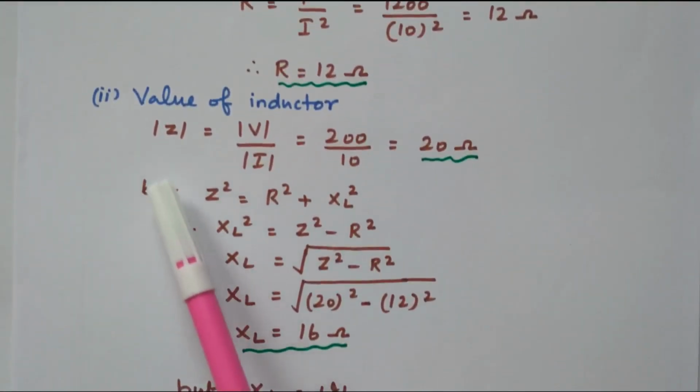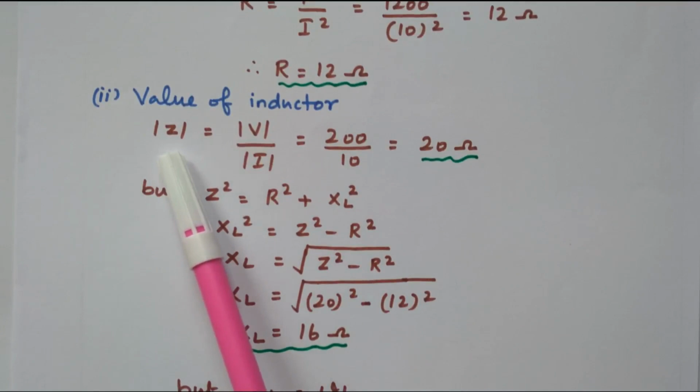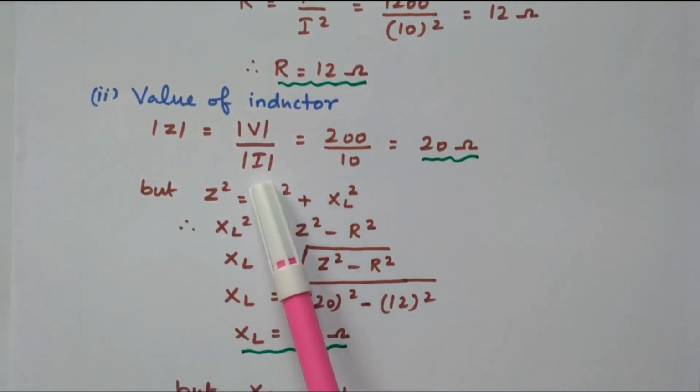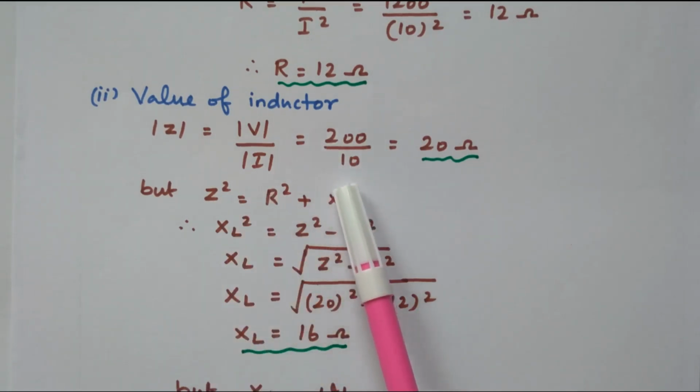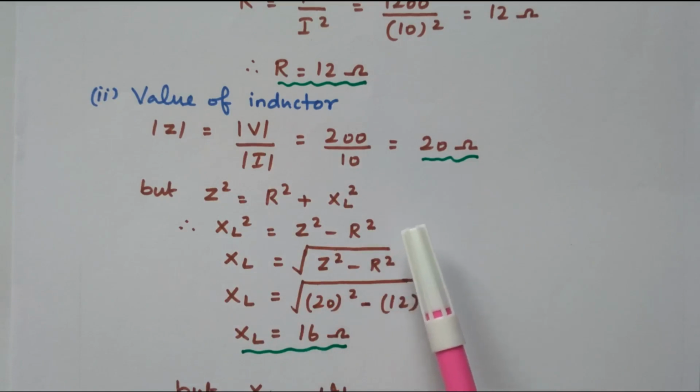Before finding the inductor value, first we will find the impedance. The magnitude of Z equals the magnitude of V divided by the magnitude of I. So that is equal to 200 by 10, that is 20 ohm. The impedance of the circuit is 20 ohm.